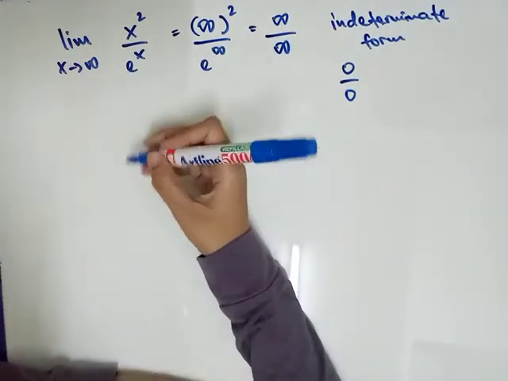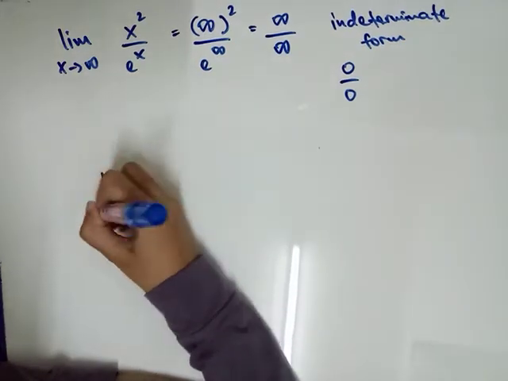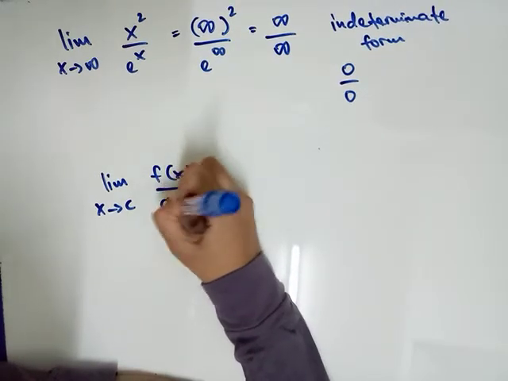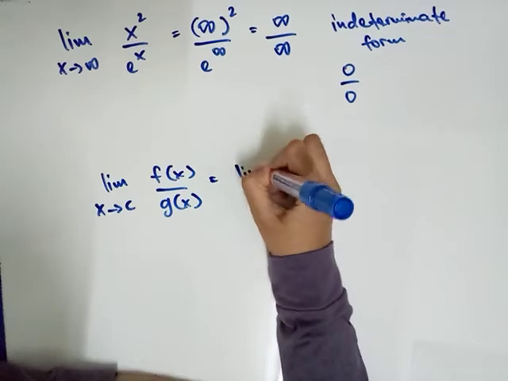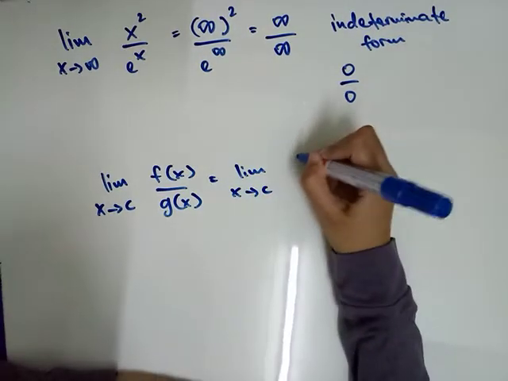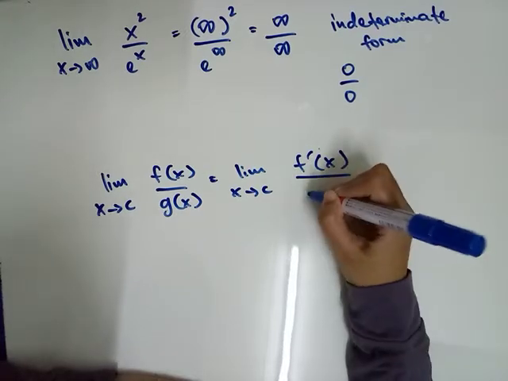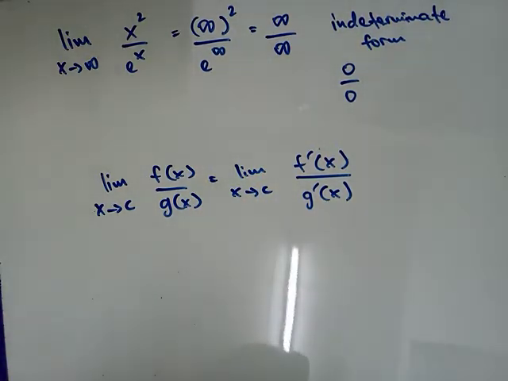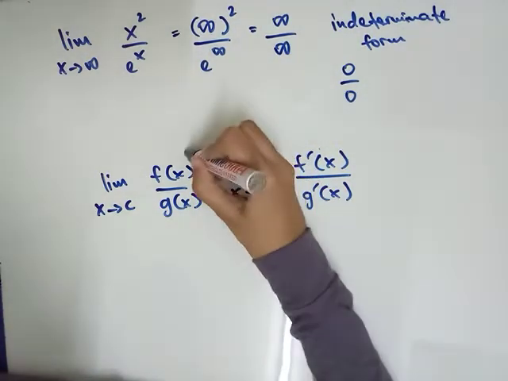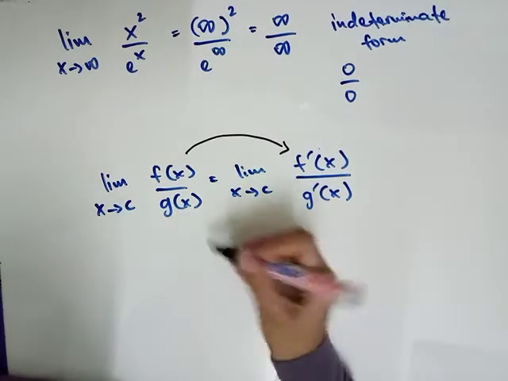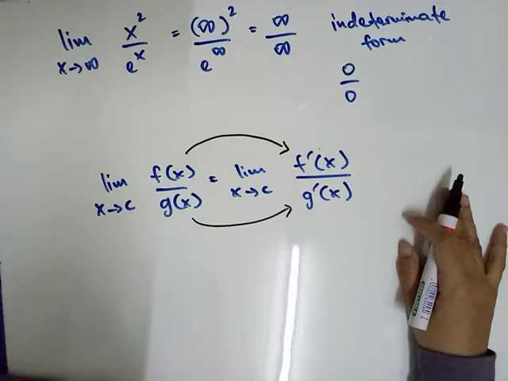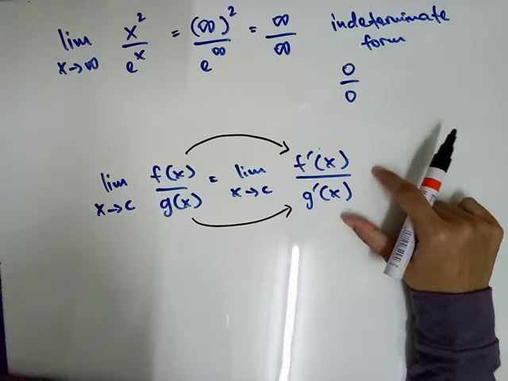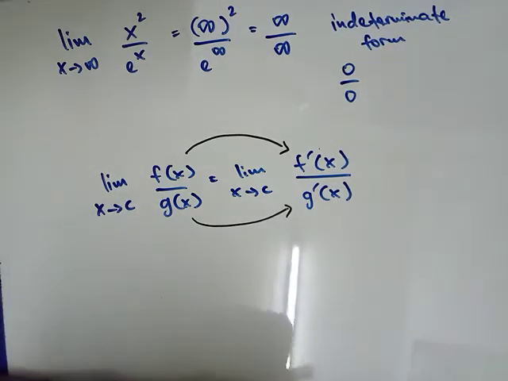So the general form of L'Hopital's rule is: limit x approaching c of f(x) over g(x) is equal to limit x approaching c of f prime x divided by g prime x. From function f(x) we need to differentiate, and from function g(x) we need to differentiate also. We need to differentiate these two functions. So this is what we call L'Hopital's rule, this is the concept of L'Hopital's rule.